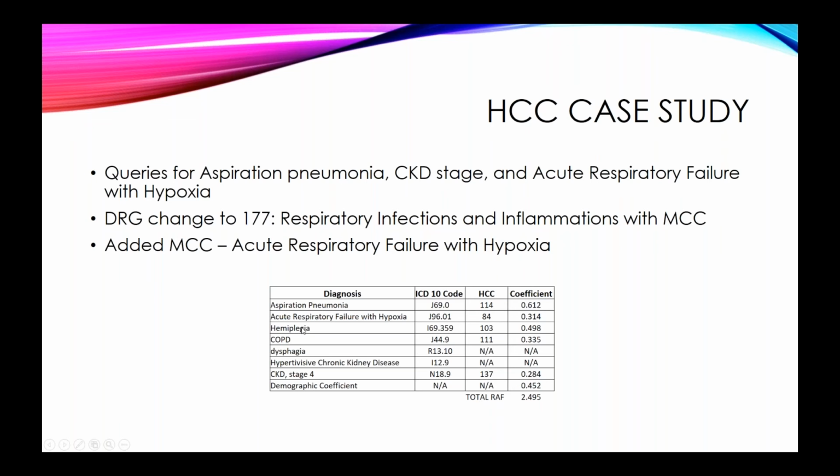Acute respiratory failure, that's something that you're probably not ever going to pick up on the ambulatory side. You may, and we'll probably see chronic respiratory failure a lot, but acute respiratory failure, that's an important risk adjusting diagnosis, and also risk adjusts your DRG for you as well.